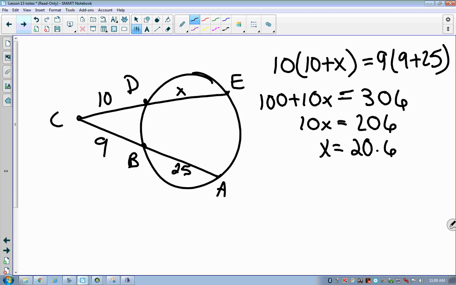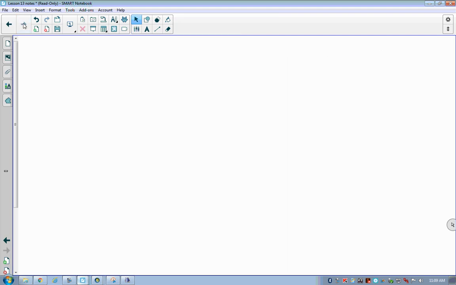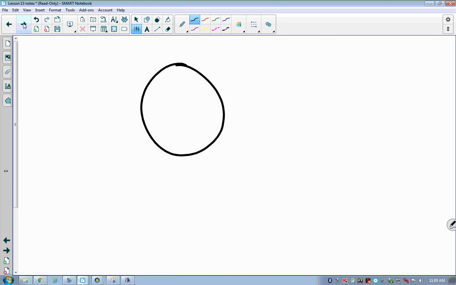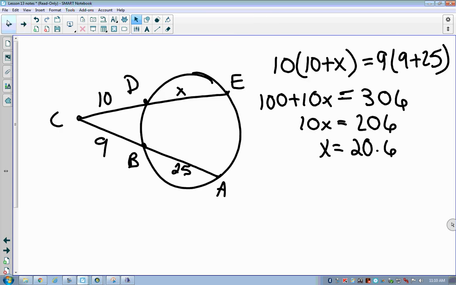All right, but we do get some other odd-looking ones. For instance, we could get a circle where it's not two secants, but it's actually a tangent and a secant. Something like that, where I've got x and 7 and 56. And they ask you to solve for x. So here's how we do this when it's a chord or when it's a tangent. If you'll notice back here, 10 times 10 plus x.